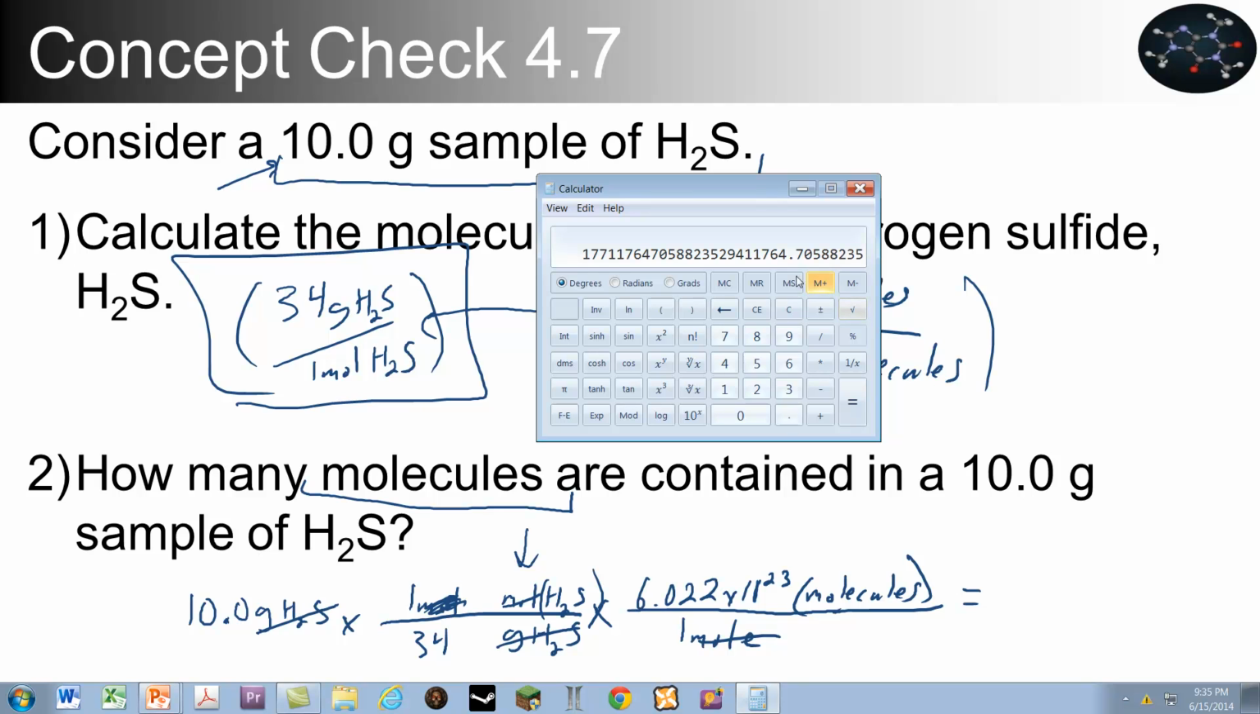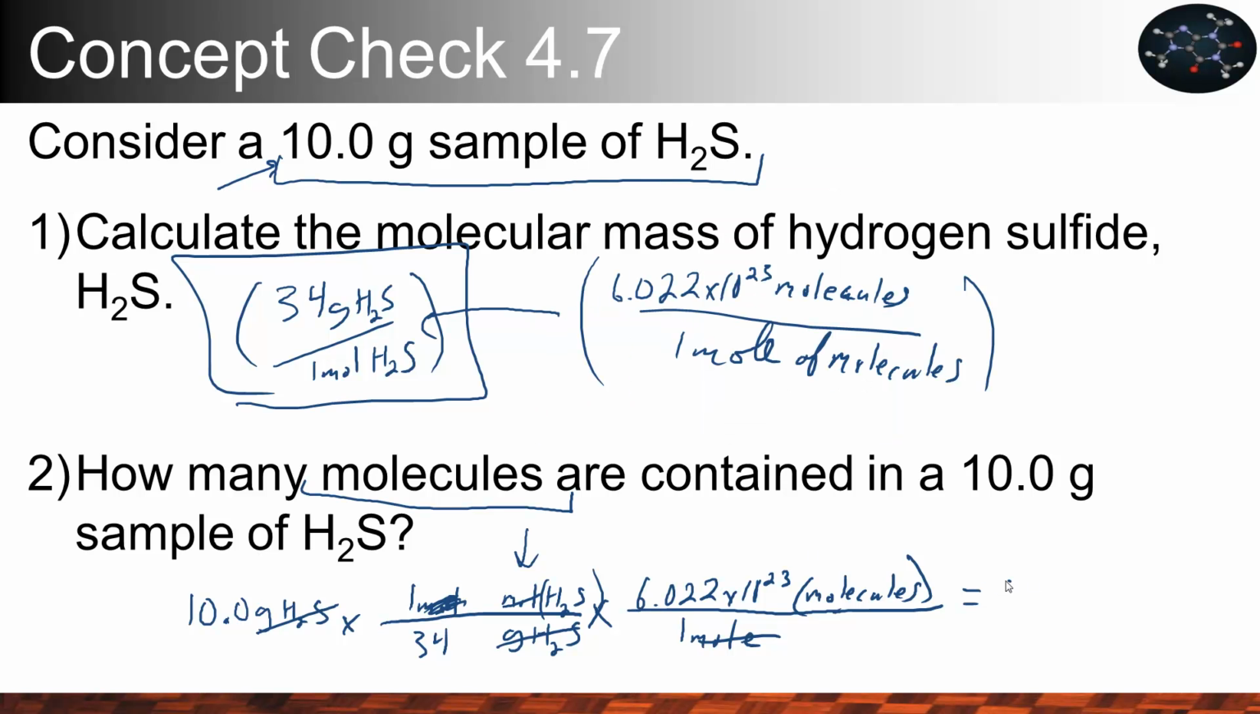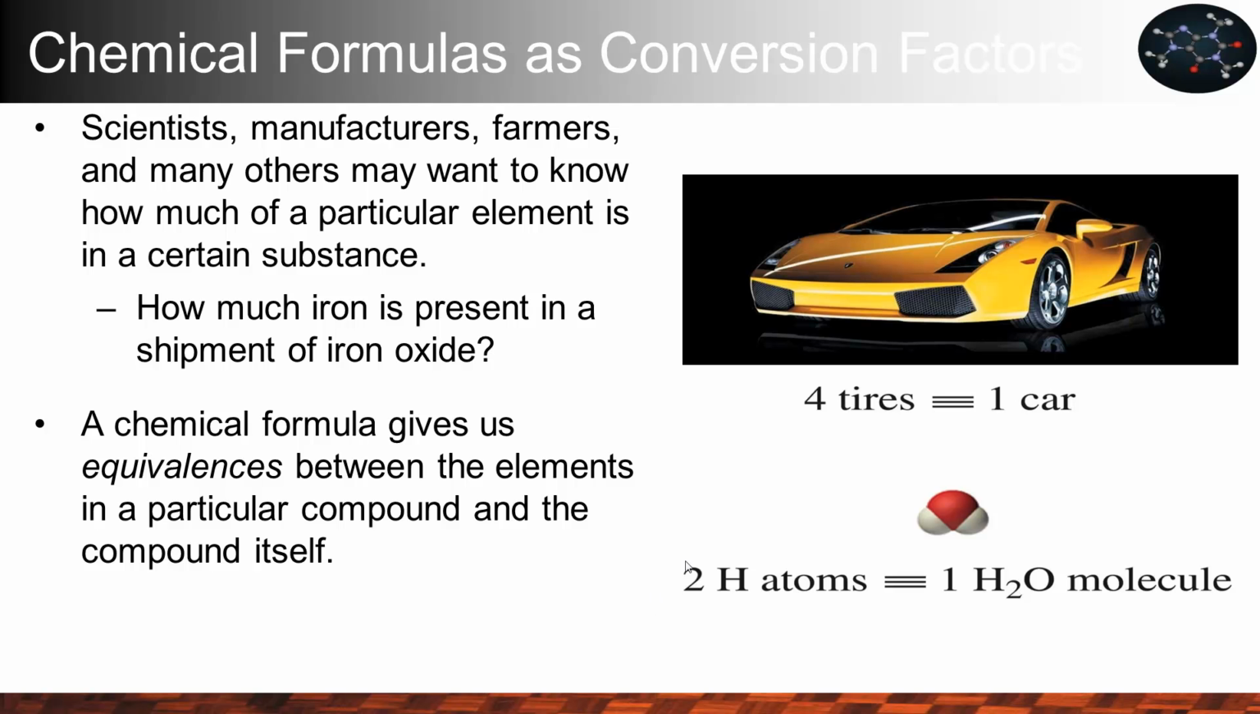This is why you get a real calculator instead of using these. Let's count: 1, 2, 3, 4, 5, 6, 7, 8, 9, 10, 11, 12, 13, 14, 15, 16, 17, 18, 19, 20, 21, 22, 23. So 1.77 times 10 to the 23rd power. Excellent. Okay, so that's as hard as that is.